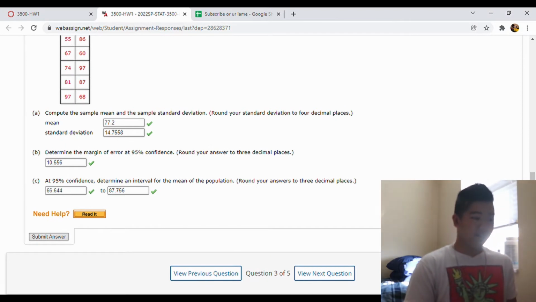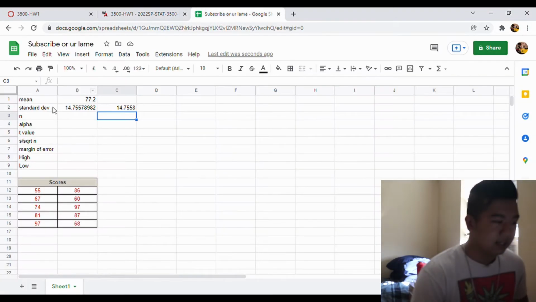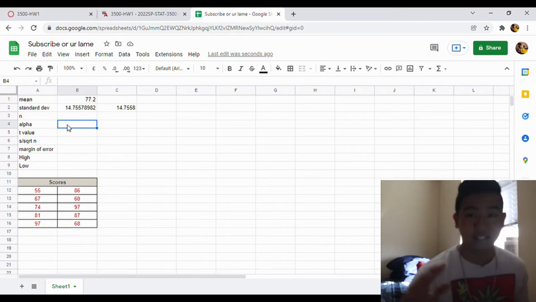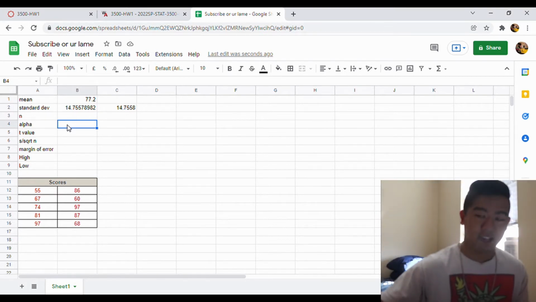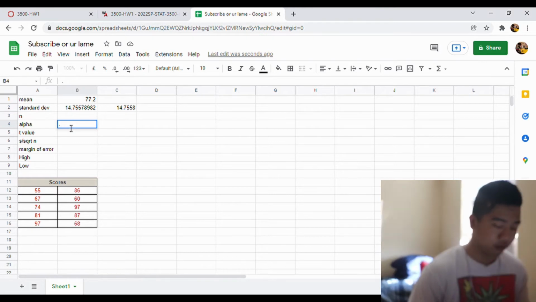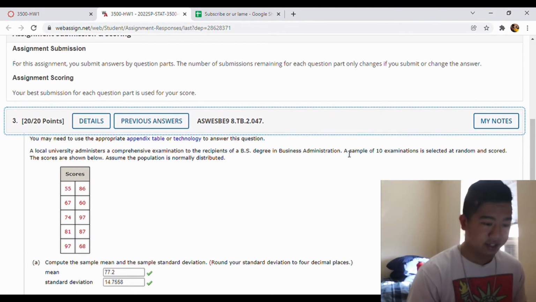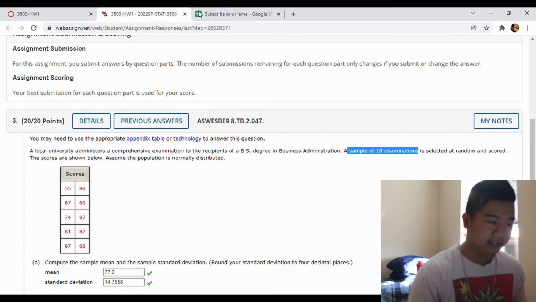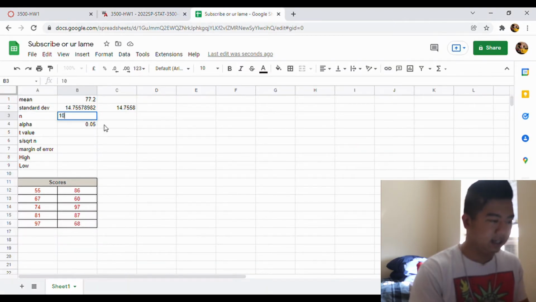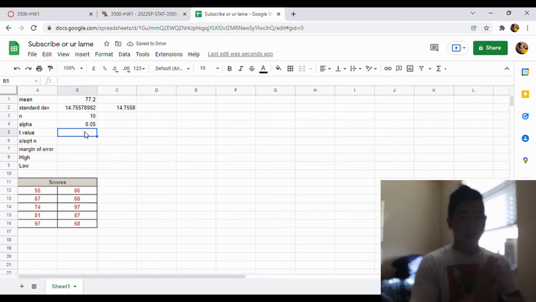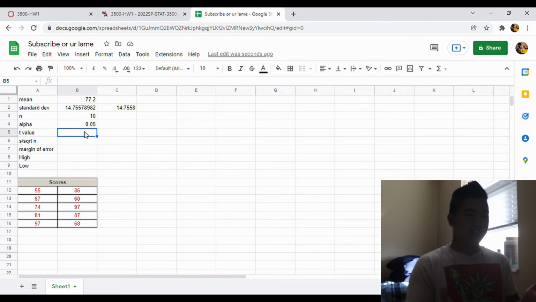Now determine the margin of error with a 95% confidence. So that means we're dealing with an alpha of 0.05 because it's 95%. The 0.05 gets us to 100. So alpha 0.05. Our n is our number of tests that were selected, which in a sample of 10 is our n value, and our t value, so this is where we're looking for our t value.